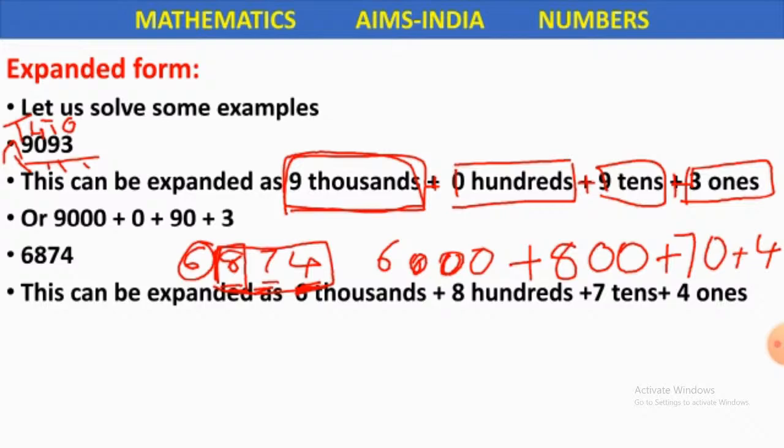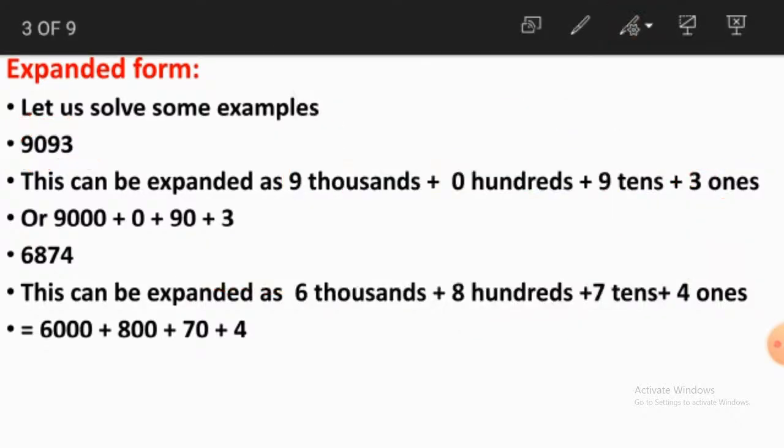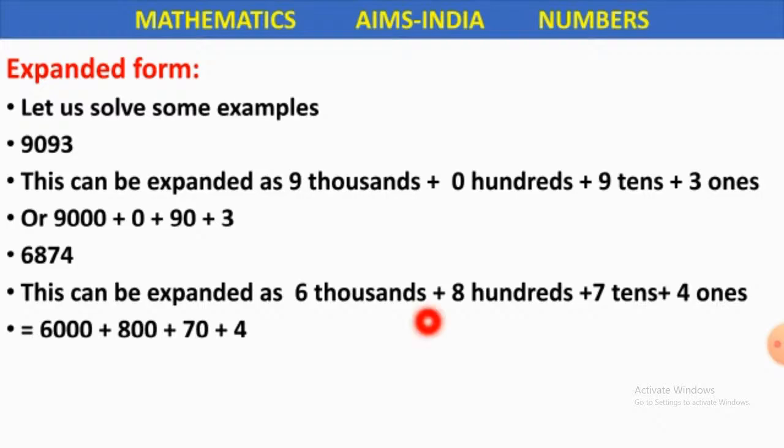See, the place value of 6874 can be expanded as 6000 plus 800 plus 7 tens plus 4 ones. 6 is in thousands place, 8 is in hundreds place, 7 is in tens place, and 4 is in ones place. After 6 there are 3 digits, so we have kept 3 zeros.